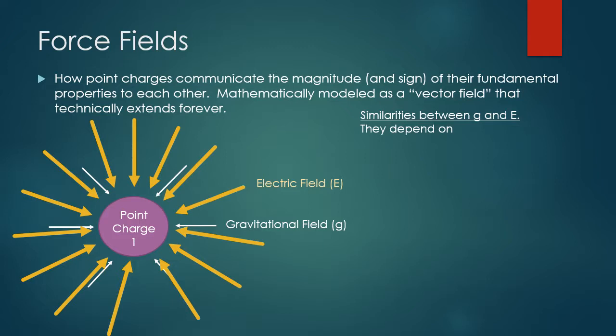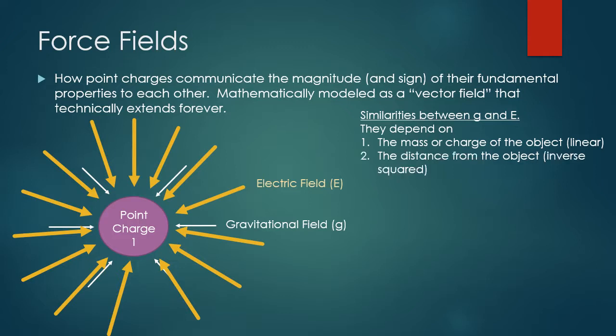So there are many similarities between G and E, which is really helpful for you guys in coming up with a model for what electrical fields do, because they act just like gravitational fields with a couple small differences. For example, both of these force fields depend on similar things. They both depend on the fundamental properties of the object. In gravitational force fields, that's mass. In electric force fields, that's the charge.